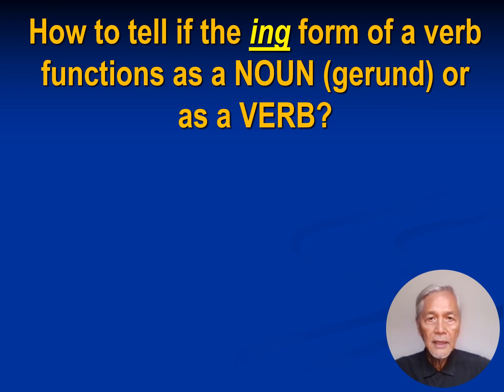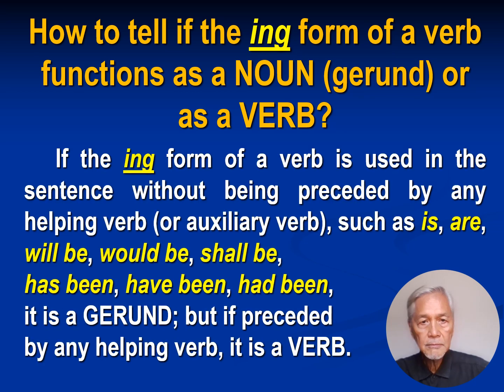How to tell if the ing form of a verb functions as a noun or gerund or as a verb? If the ing form of a verb is used in the sentence without being preceded by any helping or auxiliary verb, such as is, are, will be, would be, shall be, has been, have been, had been, it is a gerund. But if preceded by any helping verb, it is a verb.